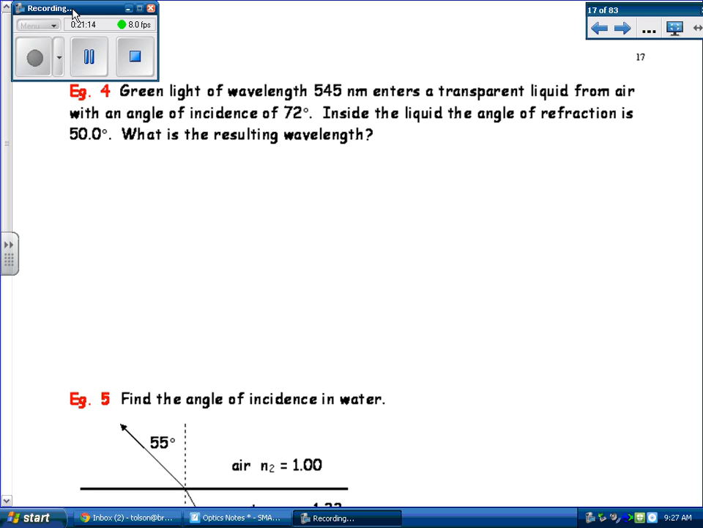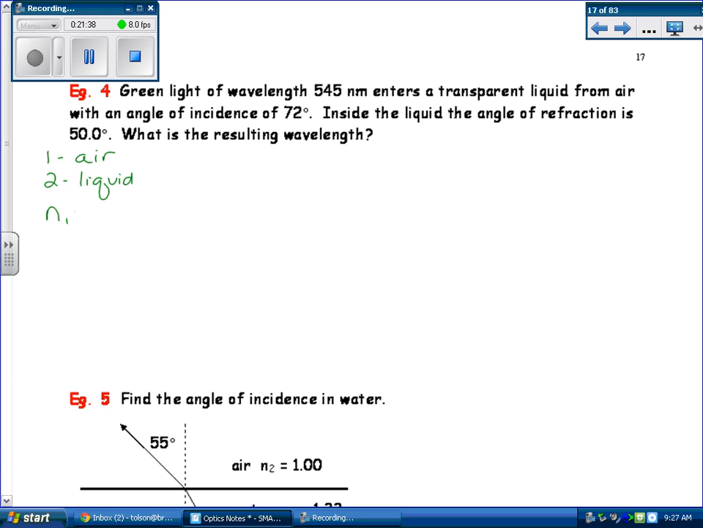Green light of wavelength 545 nanometers enters a transparent liquid from air with an angle of incidence of 72 degrees. Inside the liquid, the angle of refraction is 50 degrees. What is the resulting wavelength? So it enters liquid from air. So 1 is going to be air and 2 will be the liquid.